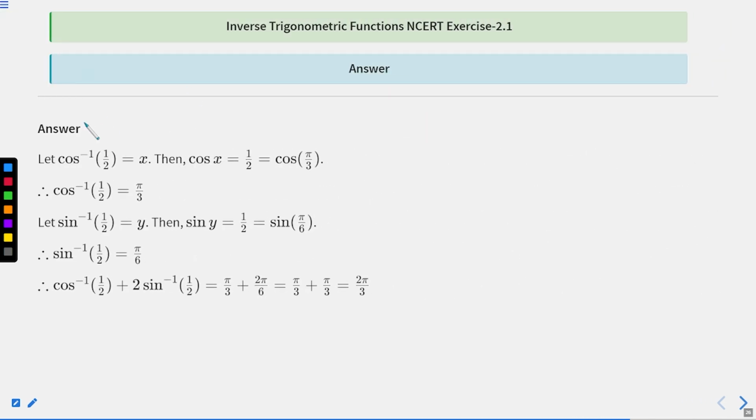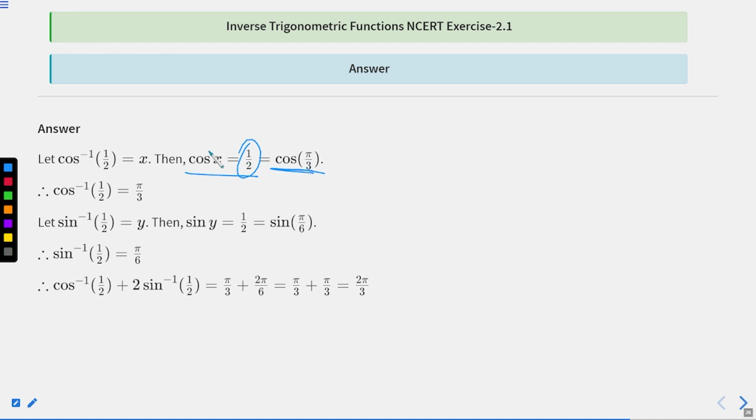Let's move. So cos inverse 1 by 2 is equal to x. We are going to put it equal to x. You can put x, y, whatever you want. It doesn't make you worry. Now what will you do? Quite easy. cos x is equal to 1 by 2, and we know cos x is 1 by 2 at pi by 3.